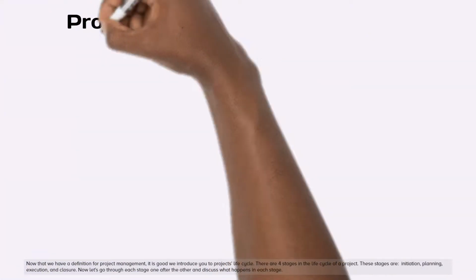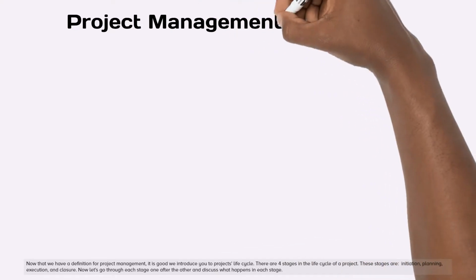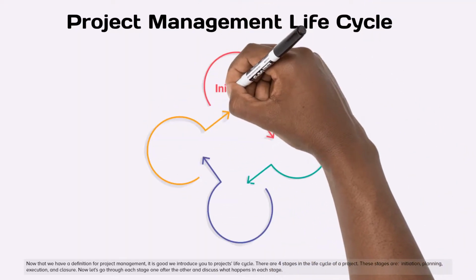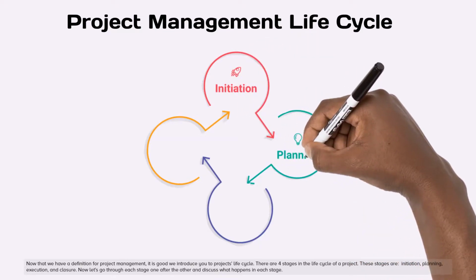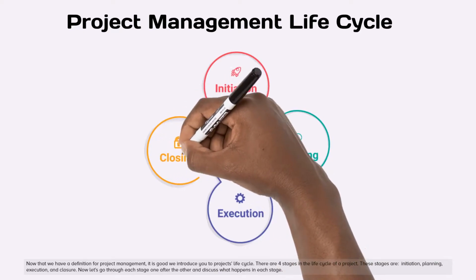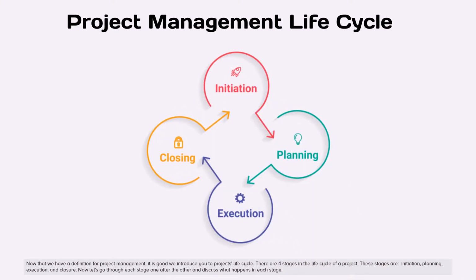Now that we have a definition for project management, it is good we introduce you to the project's lifecycle. There are 4 stages in the life cycle of a project. These stages are initiation, planning, execution, and closure. Now let's go through each stage one after the other and discuss what happens in each stage.